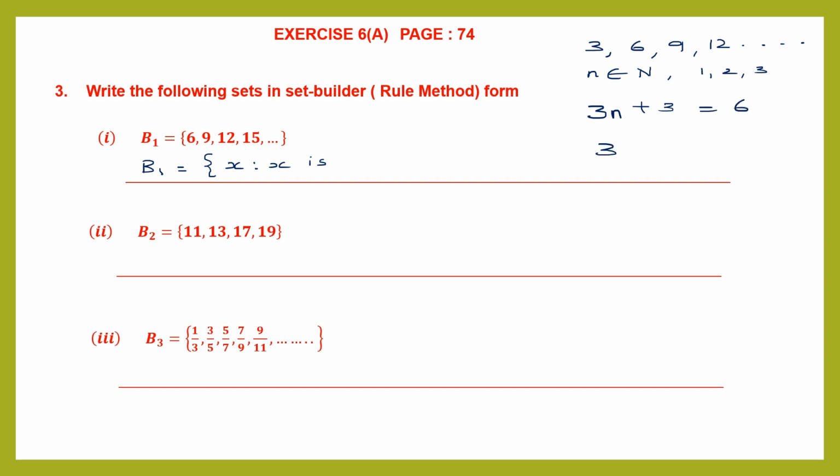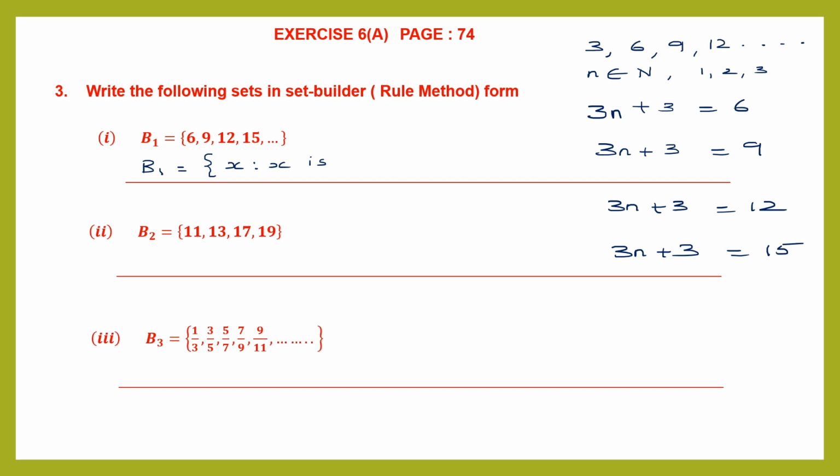Now let's use that formula again. This time in the place of n, let's put 2. 3 twos are 6. 6 plus 3 is 9. Now let's put 3. 3 threes are 9 plus 3 is 12. Again use the formula. Now in the place of n, put 4. 3 fours are 12 plus 3 is 15.